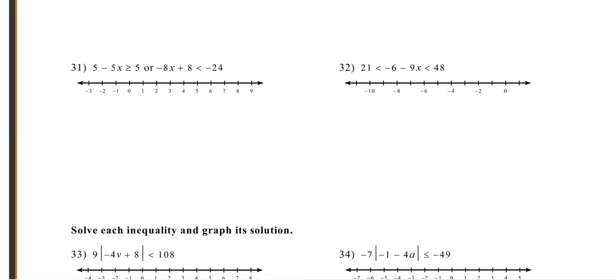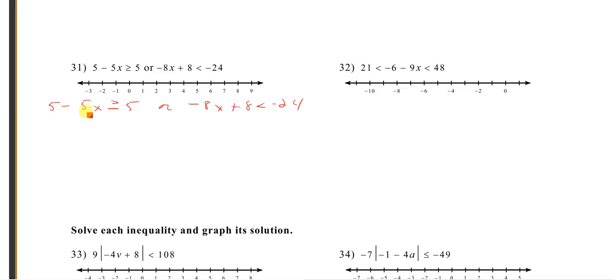Okay, the next one looks like we're starting to get into some inequalities. So let's go ahead and work this. What you're going to do is work both sides. Work it on down. So we're going to have 5 minus 5x is greater than or equal to 5, or negative 8x plus 8 is less than negative 24.